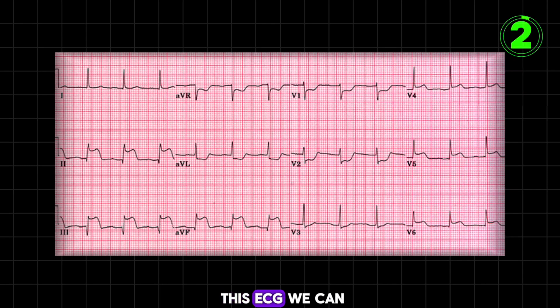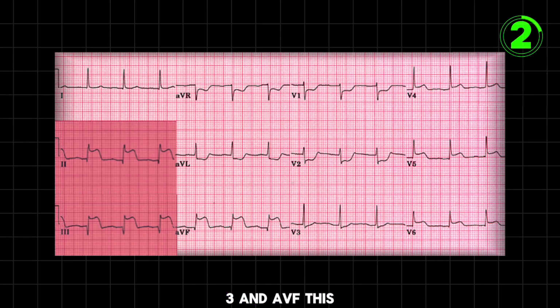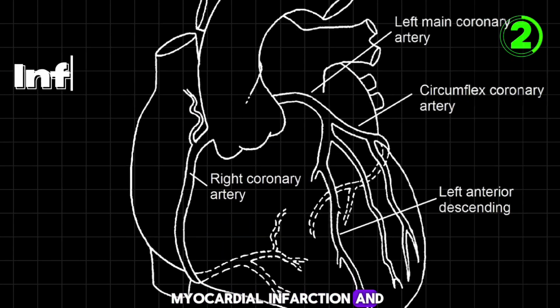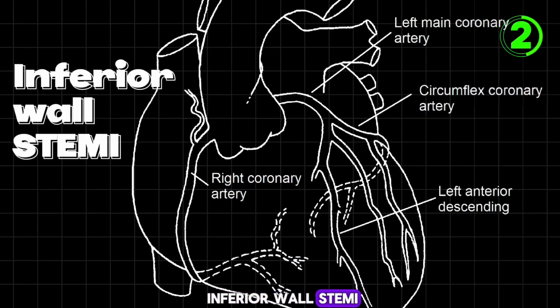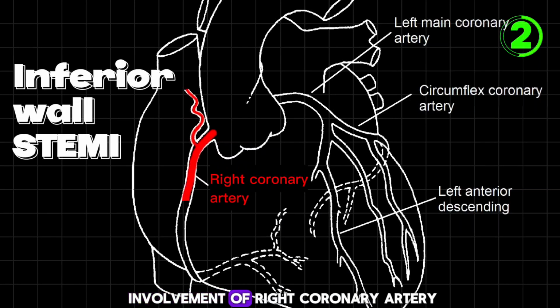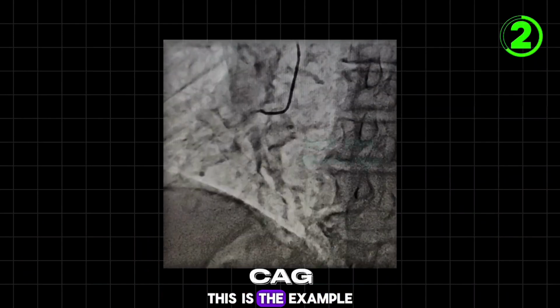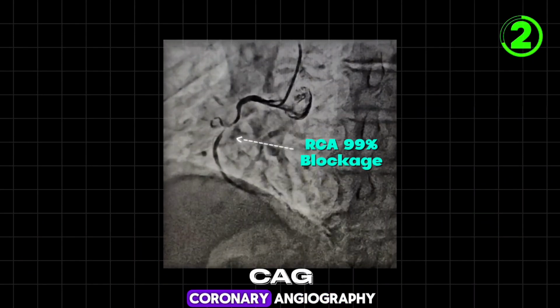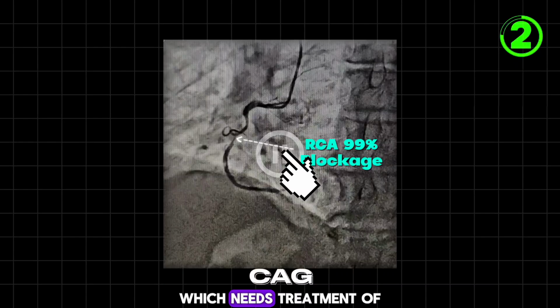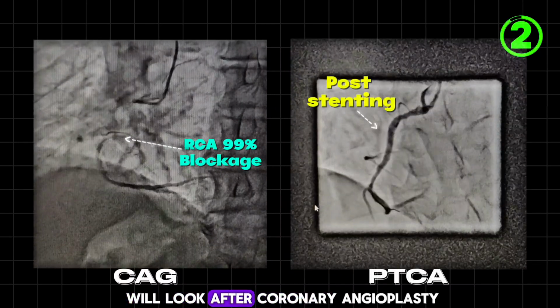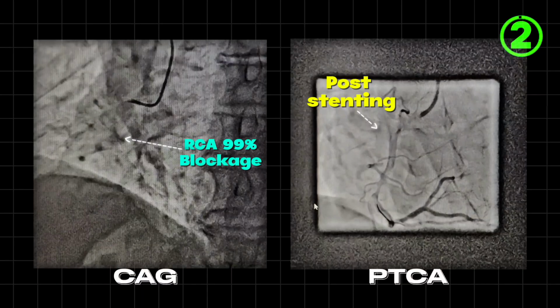In this ECG, we can see the ST elevation in lead 2, 3, and aVF. This is the ECG of inferior wall ST elevation myocardial infarction, and when ECG has inferior wall STEMI, there is more likely involvement of right coronary artery, which we call RCA, and this is the example of RCA blockage in coronary angiography, which needs treatment of coronary angioplasty, and this is how it will look after coronary angioplasty.